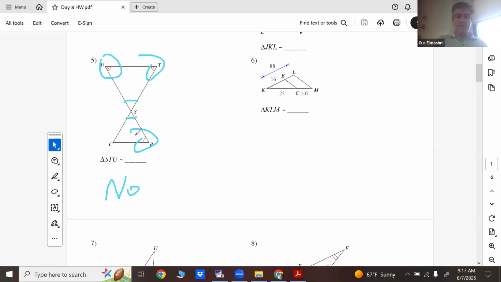Now, if it were this, we have 3 markings here and 2 markings here, then I'd say yeah. And I'd say STU to SCB if you had that, but I don't have that, so.